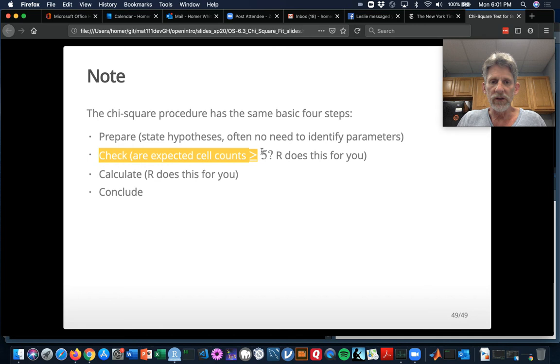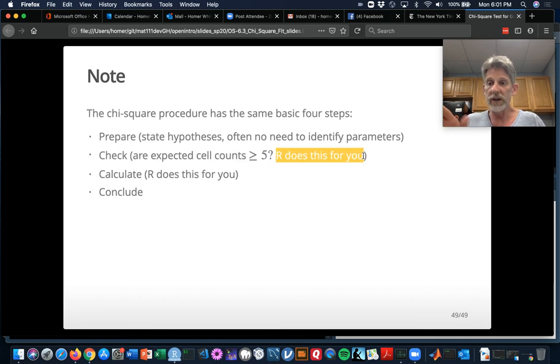Then you check to see if the expected cell counts are at least 5, and you're going to find that R does that for you because it's computing those expected cell counts and showing them to you in the output anyway, so you can just look at them. And the calculate step is being done by R. That's where it calculates the chi-square test statistic and the p-value. And so you can use that p-value to decide about the null hypothesis and write up a little conclusion about how much evidence the data you have provides against the null hypothesis.